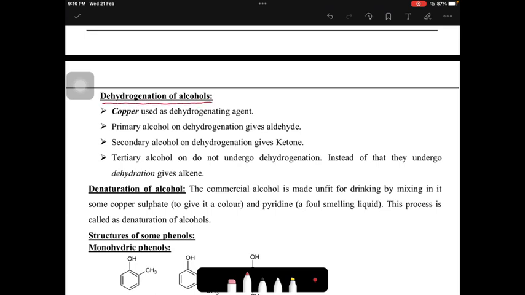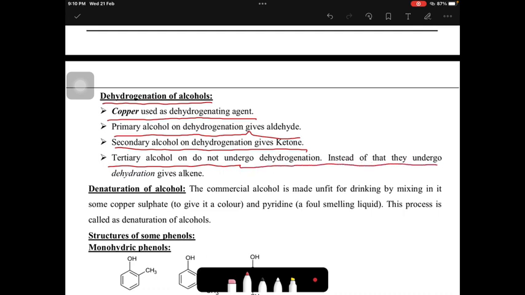Dehydrogenation of alcohol. Copper is used as a dehydrogenating agent. Primary alcohol undergoes dehydrogenation to give aldehydes. Secondary alcohols on dehydrogenation give ketones. Tertiary alcohols do not undergo dehydrogenation. Instead they undergo dehydration to give alkene.